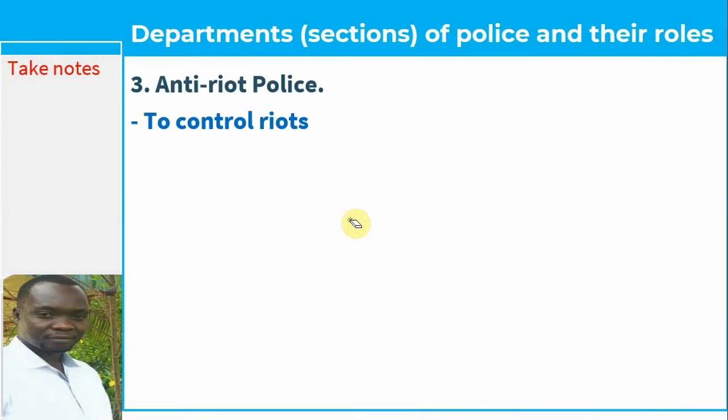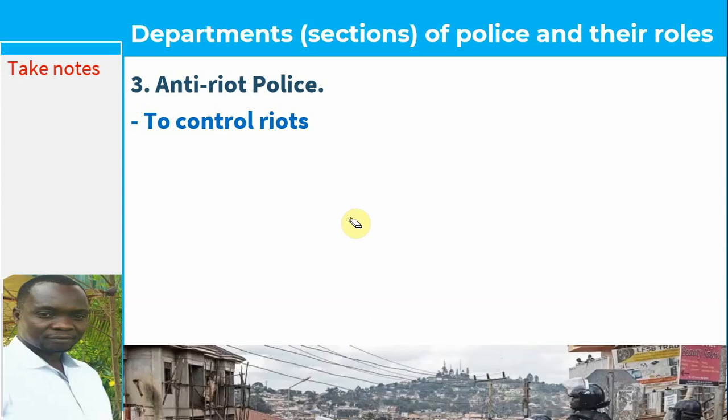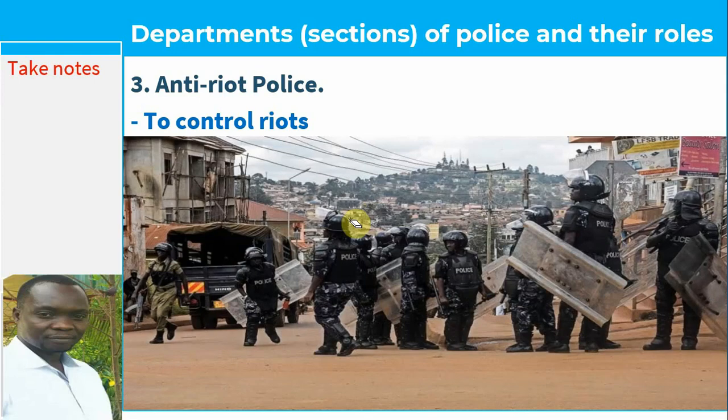It is called Anti-riot Police. That is the third department, Anti-riot Police. Now, Anti-riot Police controls riots. A riot is a violent action of the public. When they start showing their anger, but in the process they are destroying property of the people, they are disrupting peace. That is what we call a riot.